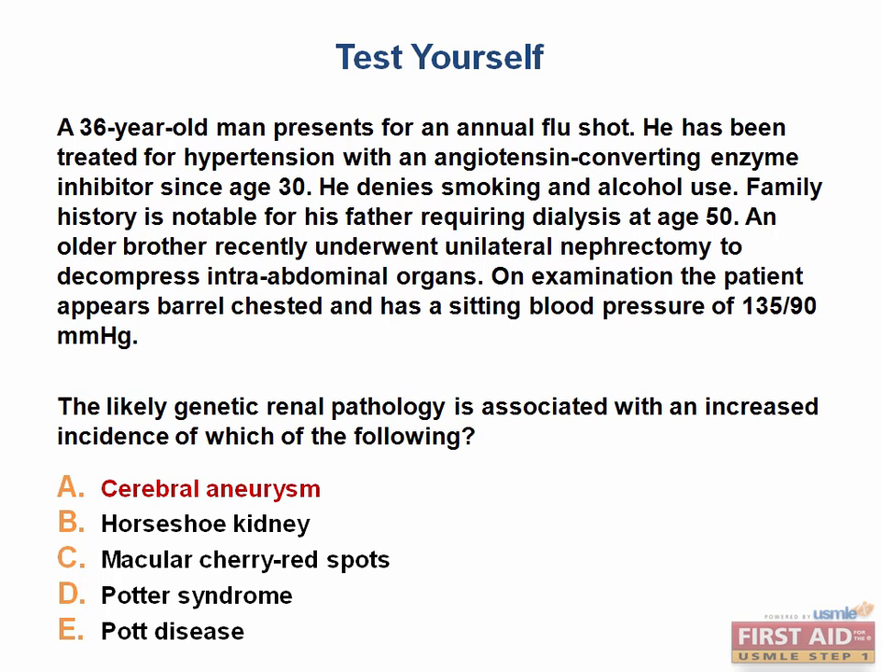The answer is A. This likely genetic renal pathology is autosomal dominant polycystic kidney disease. The patient's father requires dialysis at a relatively early age, and the patient's brother had an operation for an enlarged kidney, and the patient himself has hypertension. All of these are consistent with autosomal dominant polycystic kidney disease, which is associated with berry aneurysms in the circle of Willis.